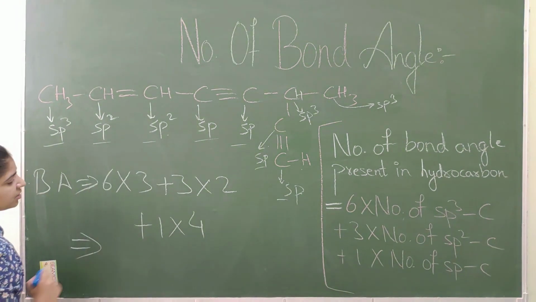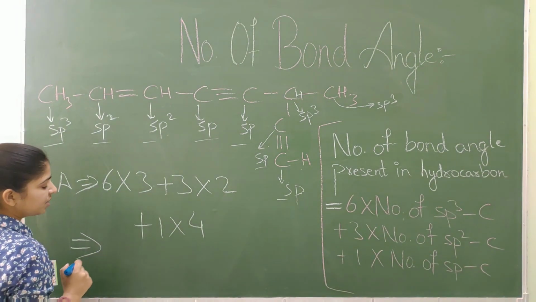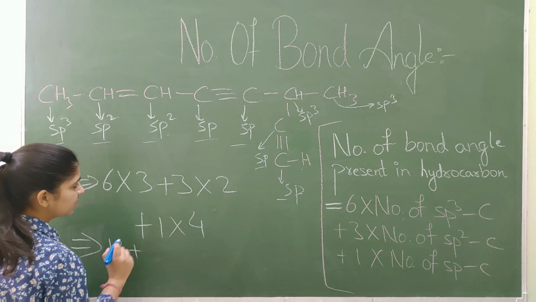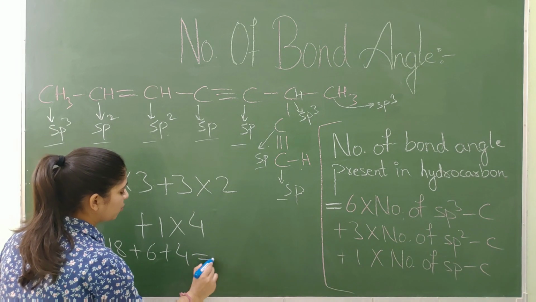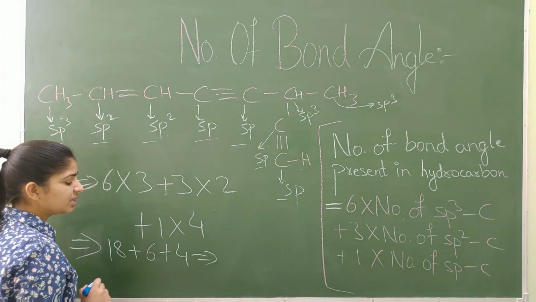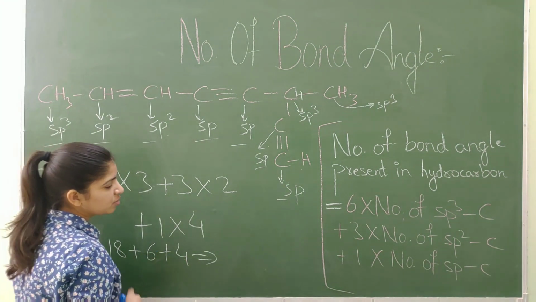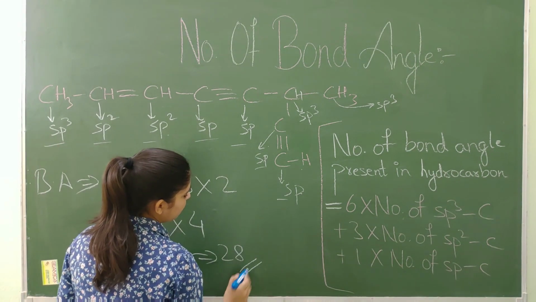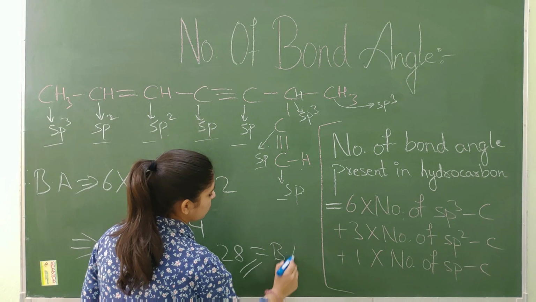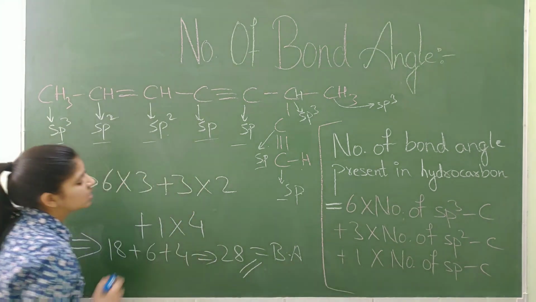So bond angles equal 6 into 3 is 18, plus 3 into 2 is 6, plus 1 into 4 is 4. Now 18 plus 6 is 24, 24 plus 4 is 28. So we get 28 bond angles for this carbon chain.